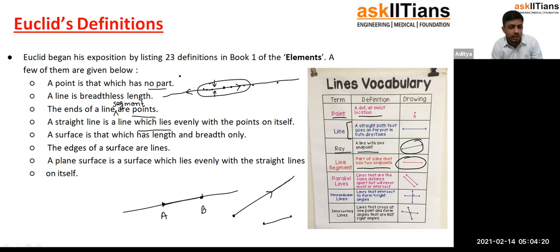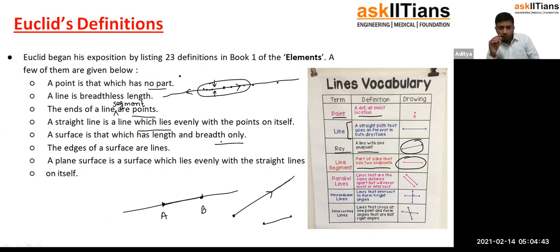Now, what is a surface? It is something that has length and breadth only. It means that it is a two-dimensional object. A surface has length and breadth only, but not a height, and hence it refers to the idea of two dimensions rather than one dimension.